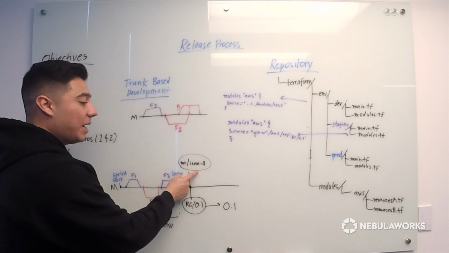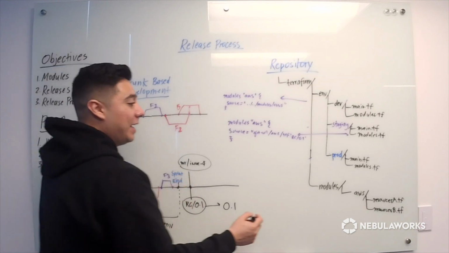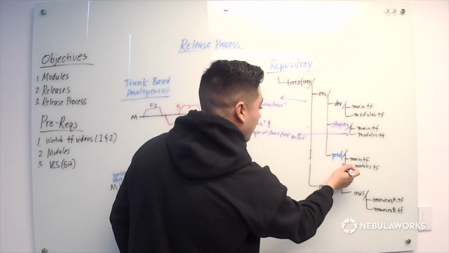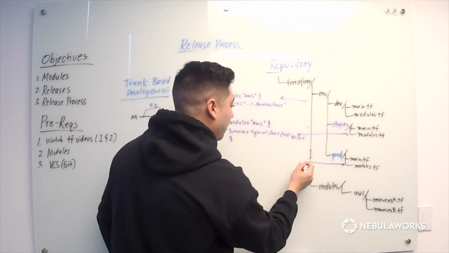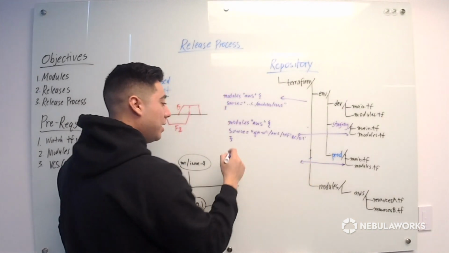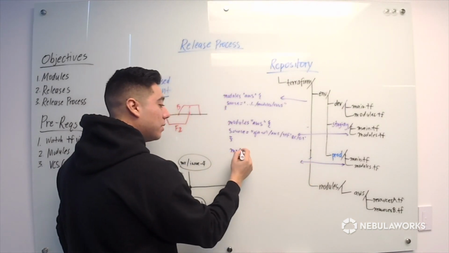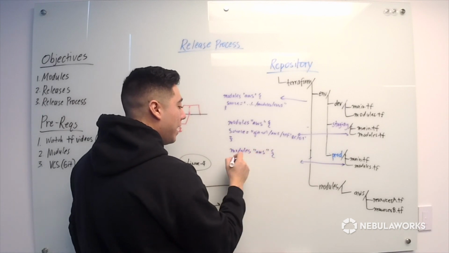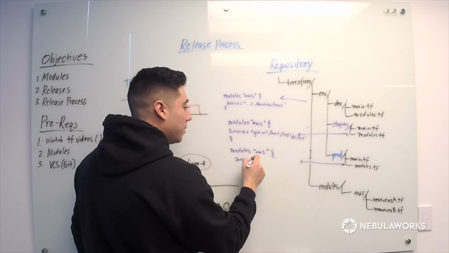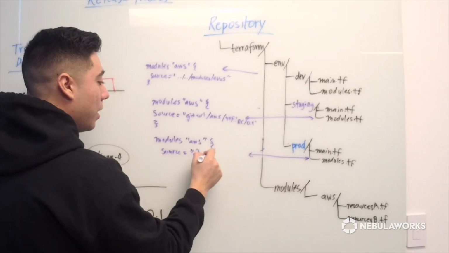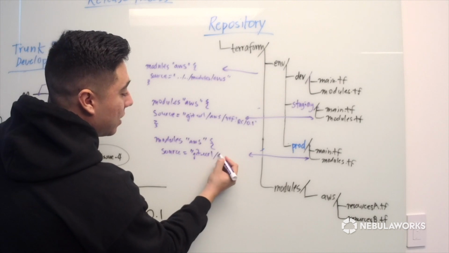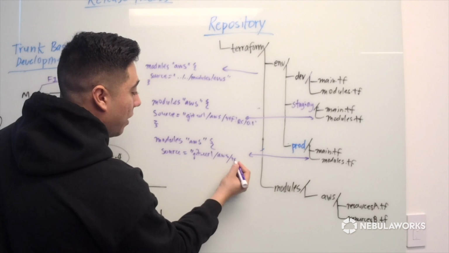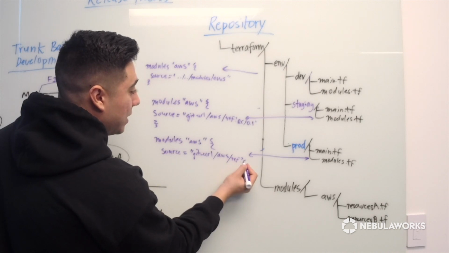So I need to go back to my MR issue 4 branch and change the source in my production root modules.tf file. So if I go here, go to modules, and I change the source. This is the git URL, and then the path to the AWS module, skipping some dirs here again, and then the reference is the tag.